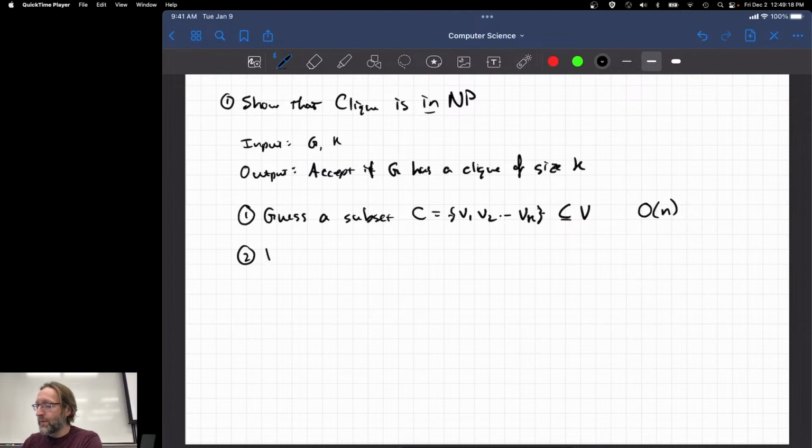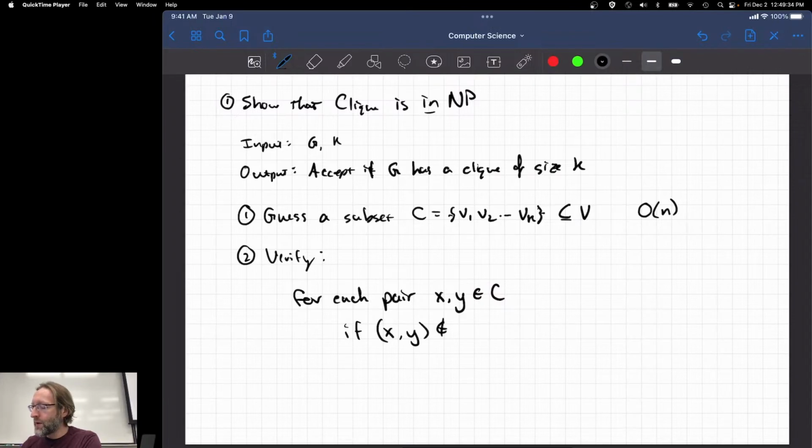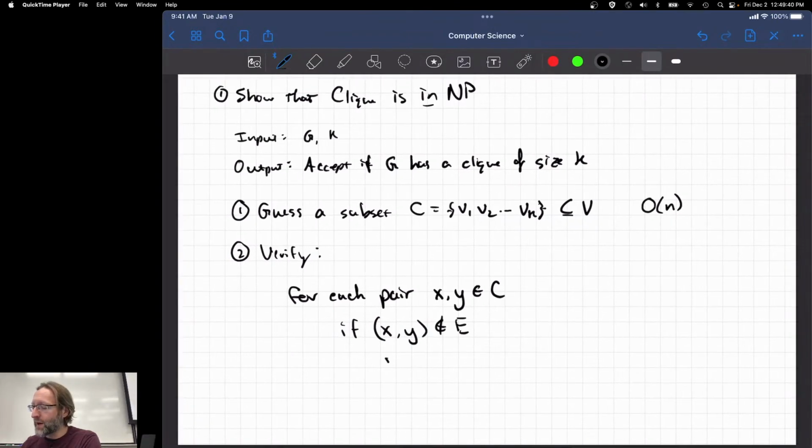2, verify. For each pair x and y in C, if x, y is not an edge, is it a clique? They're not connected, so no. So reject. Otherwise, if you get through every single pair and they all are connected, then you guessed correctly. There's your certificate. This is your certificate of authenticity. It is indeed a clique of size K. So we will accept.